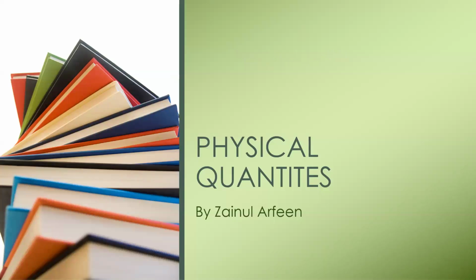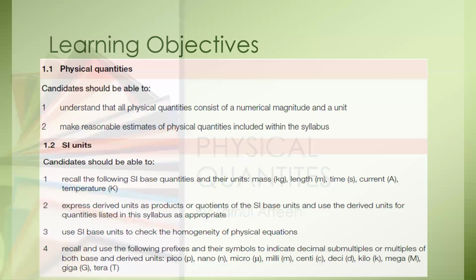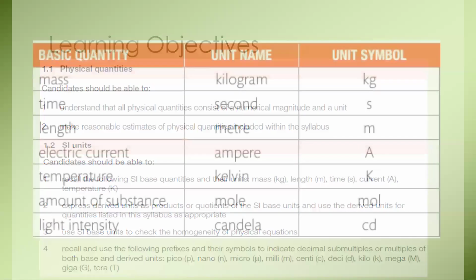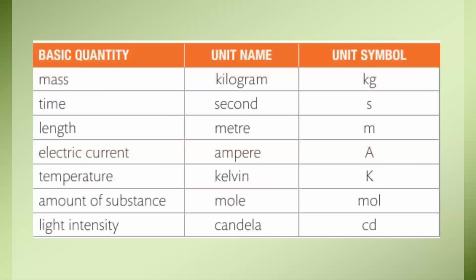These are the learning objectives of the syllabus. This one is for Cambridge as well as for Edexcel. It's a combined one. So the physical quantities or the measurable quantities should have a magnitude as well as the unit. And these physical quantities are divided into two categories. One is known as the base quantity, or also known as the fundamental quantity.